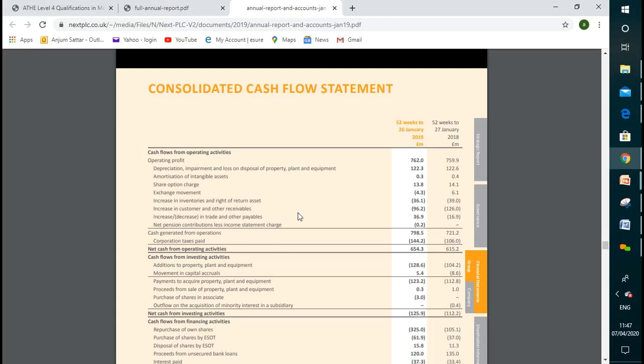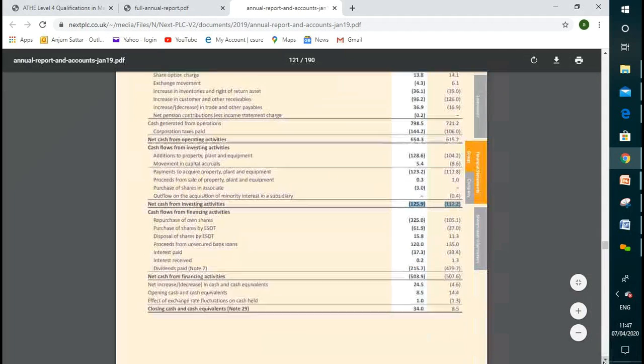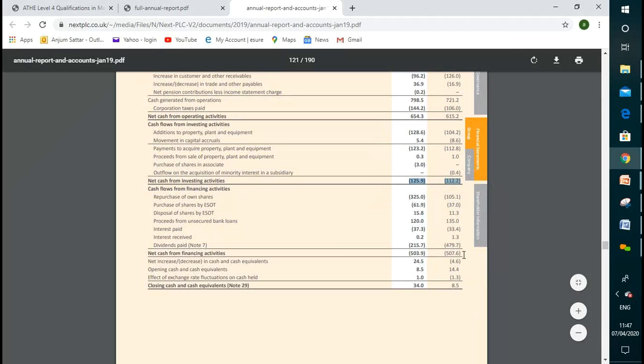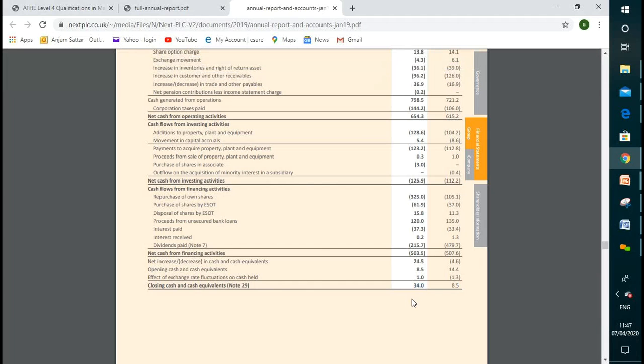Then cash flows. Under operating activities, look at the cash: this year the net cash has increased. Under financing, the cash outflow is more compared to last year, and the cash under financing activities went out from the business because we settled the liabilities. Last year the cash balance was negative, now we have a positive, and overall we have a positive 34 million cash balance.